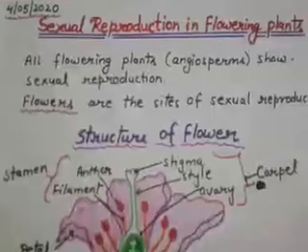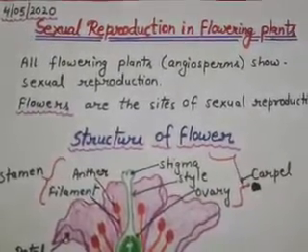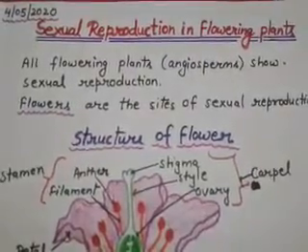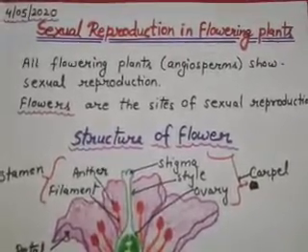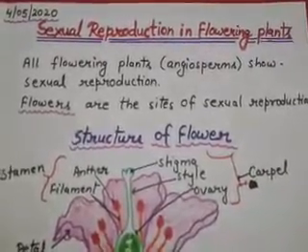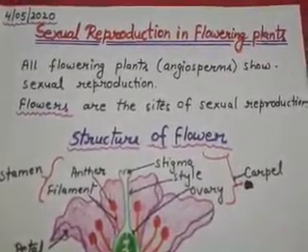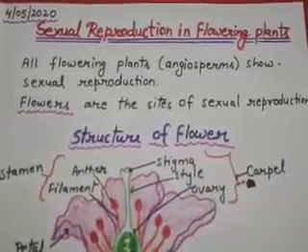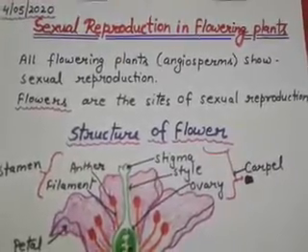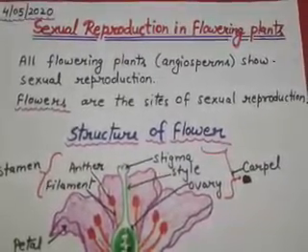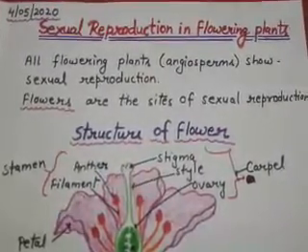Okay, students? Before moving to the topic, let me ask something to you all. What are flowering plants? Do you know what the flowering plants are? Okay, I will tell you. All flowering plants are angiosperms, which show sexual reproduction and also bear covered seeds. Flowers are the sites of sexual reproduction. So, this is the most important part of the plants.